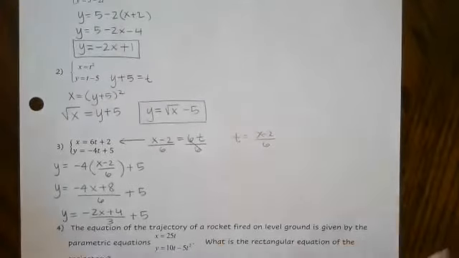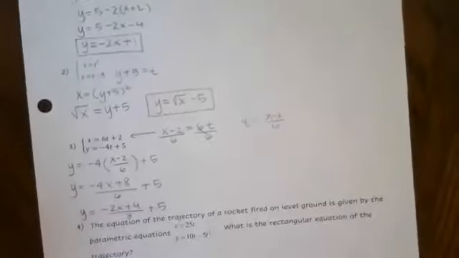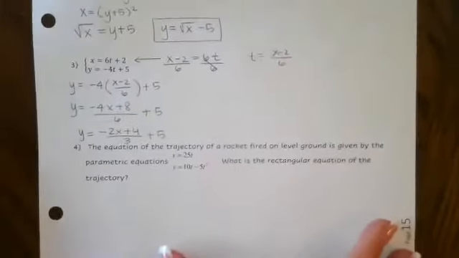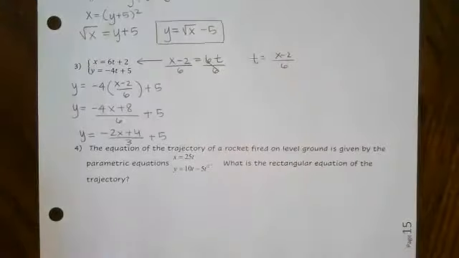All right, number 4 puts it in a word problem form, but the process is still the same. It says the equation of the trajectory of a rocket fired on level ground is given by the parametric equations x equals 25t and y equals 10t minus 5t squared. What is the rectangular equation of the trajectory?